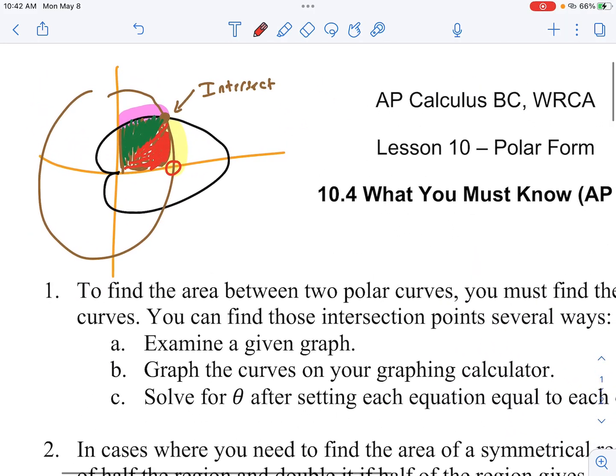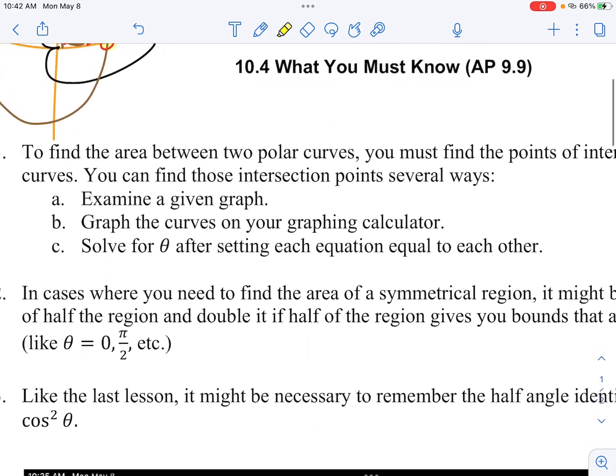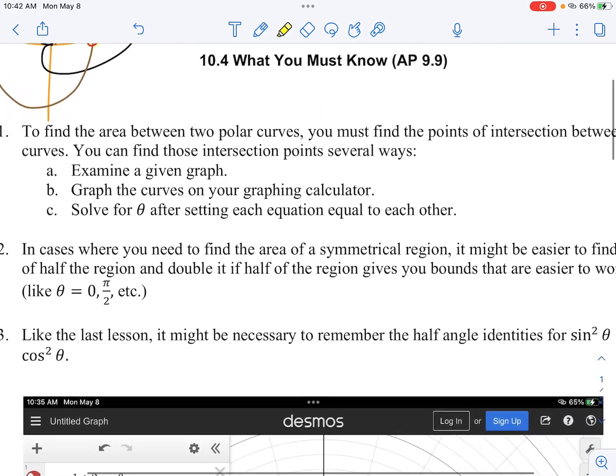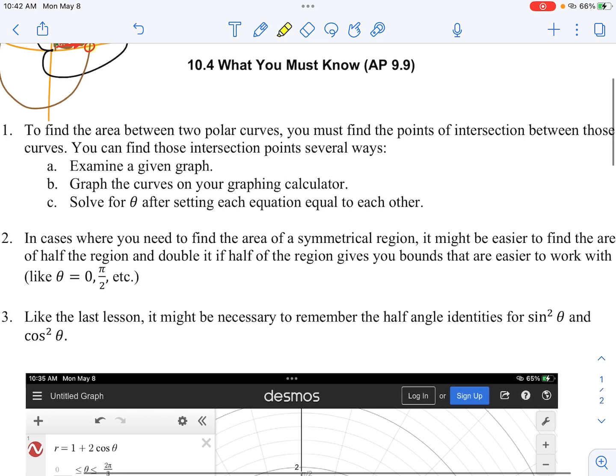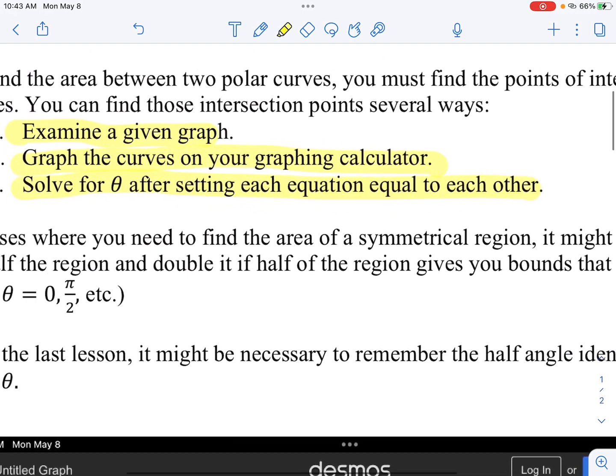So let's talk about finding that intersection point. That's really the primary headache, I think. So number one, to find the area between two polar curves, you must find the points of intersection between the curves. You can find those intersection points in several ways. Maybe you're given a graph and you can just look and see. That'd be awesome. You might need to put the curves into your graphing calculator and find where they intersect. Or you might need to do it by hand by solving for theta. Let's talk about those last two ideas for a second.